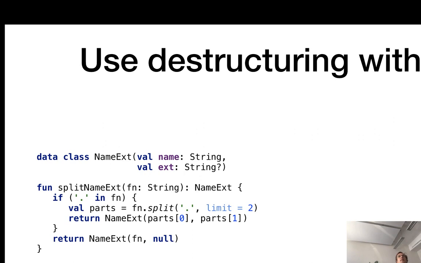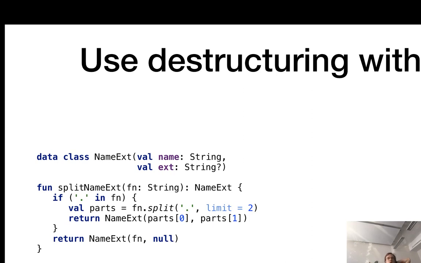And then we're just defining a class to store these multiple values, and we're just returning an instance of this class. So how can we improve this? This destructuring syntax actually can be used with lists as well as other classes.